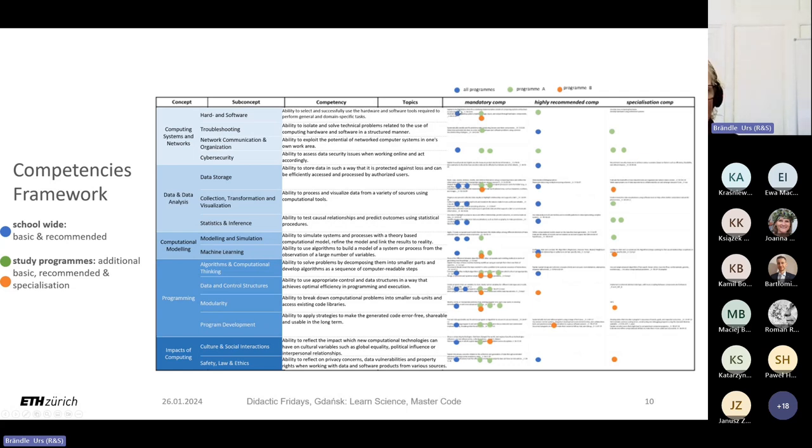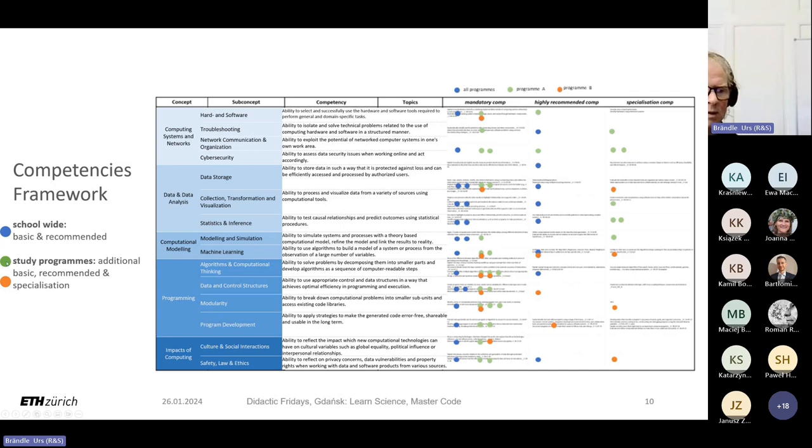sub-competencies described. And the idea is that the school takes a decision on what every ETH alumni should have gone through. Every ETH diploma should contain some of those mandatory competencies. And then maybe the school also recommends some competencies that are not needed but highly recommended.